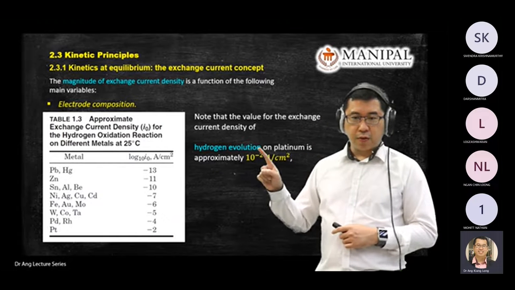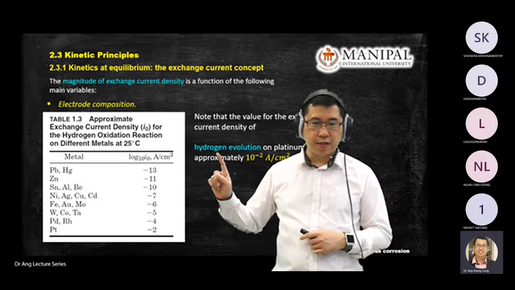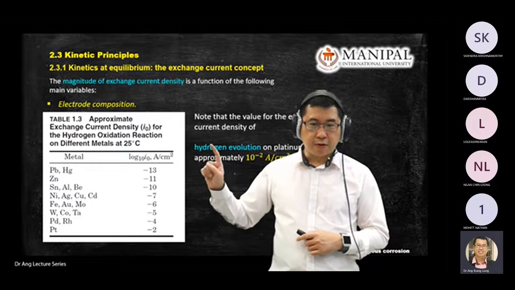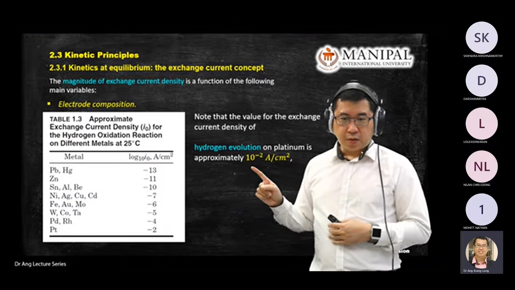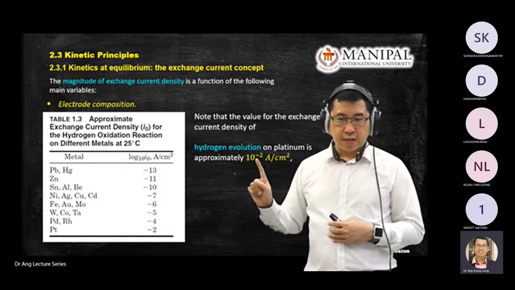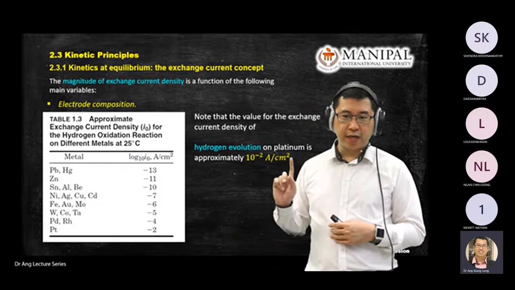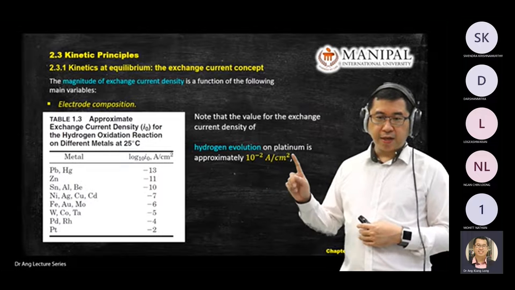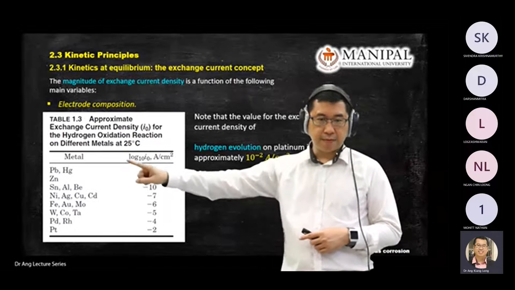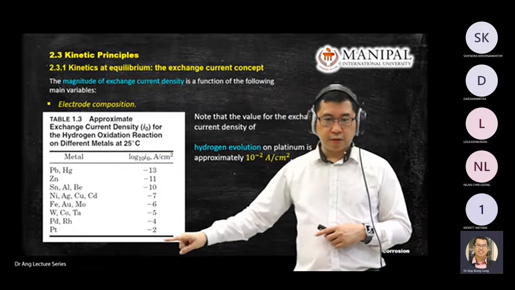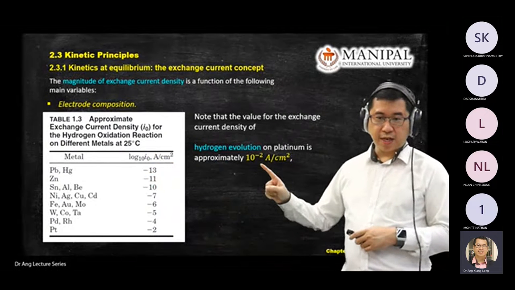So I'll give you an example. If you look at hydrogen evolution, table 1.3 is for hydrogen evolution, where you get hydrogen. The value you read from this table is negative 2. Don't straight away use negative 2. The value that you use in your calculation is 10 power negative 2, which means 0.01 ampere over cm squared. Just be careful. This is also one of the careless mistakes in the exam or test. If you panic, you will straight away use all these values. All these values are in log, so log 10 minus 2 is actually 10 negative 2.